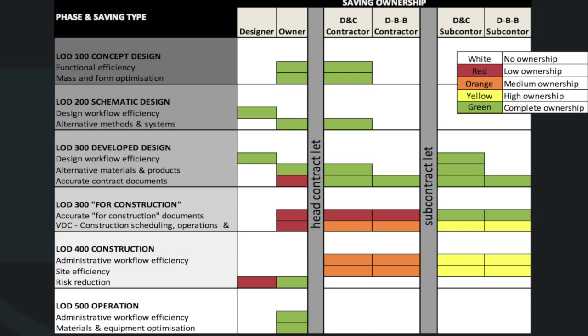So when we looked at structural steel, it would fit in here. Level of development 300, and it's about creating more accurate construction documents. Green means more saving, red means a little bit of saving, and white means you get nothing. Designers pretty much get nothing. So it doesn't really make sense that designers be investing in BIM for down the line because the benefit is not there.